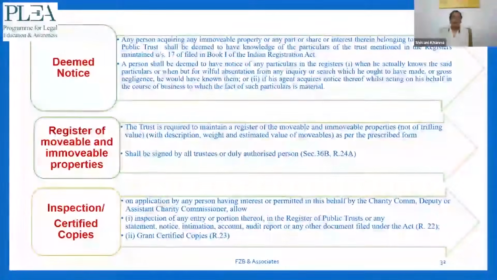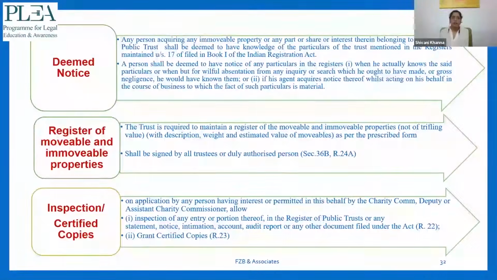Similar to the company, the Maharashtra Public Trust Act also has a deeming provision where, if a person, due to willful abstention or gross negligence, does not take the trouble of checking Schedule 1, he will be deemed to know about it. The trust also maintains the register of movable and immovable properties. You can always try to seek inspection of the same.